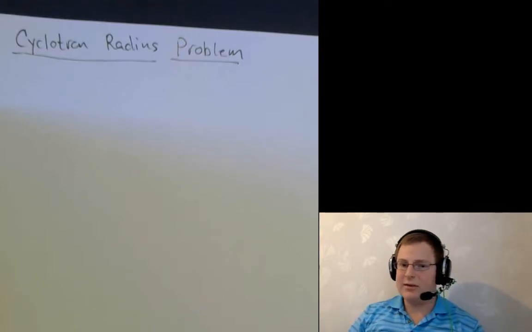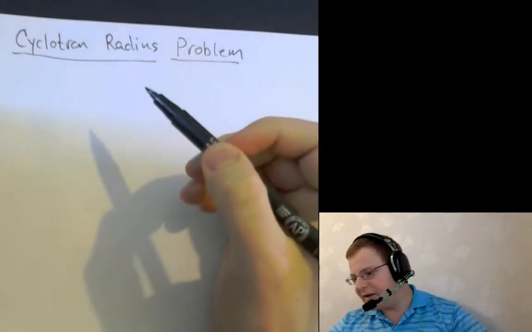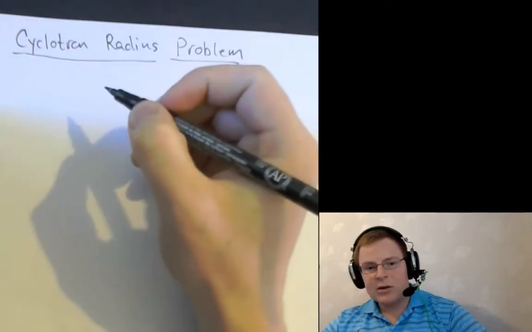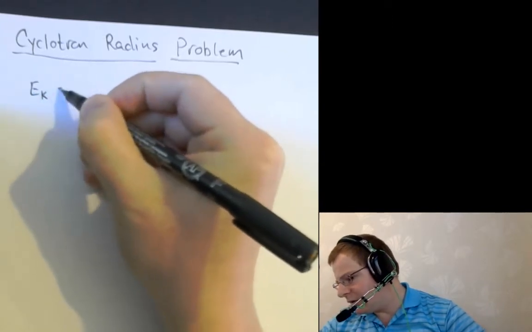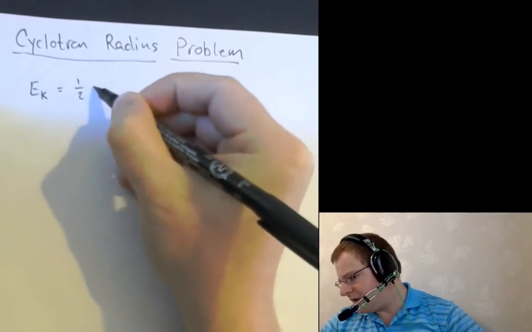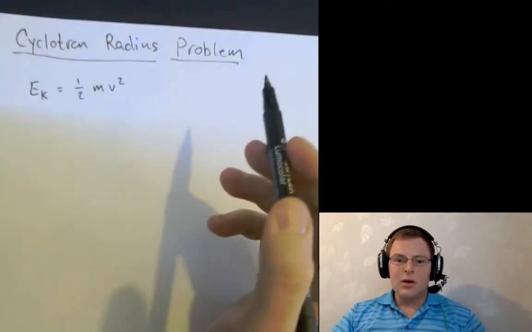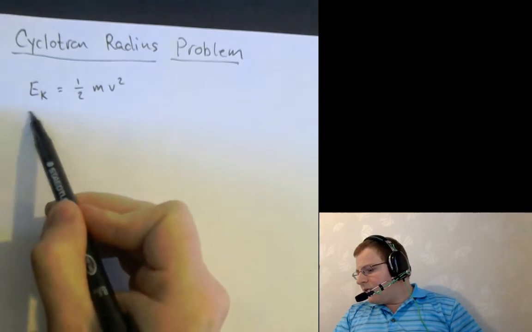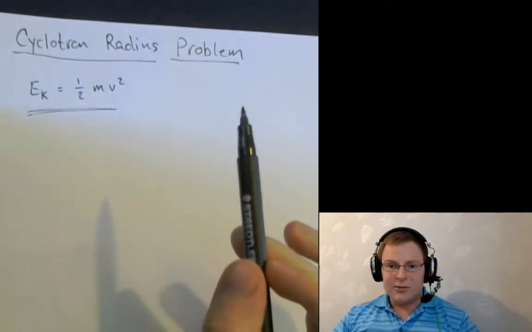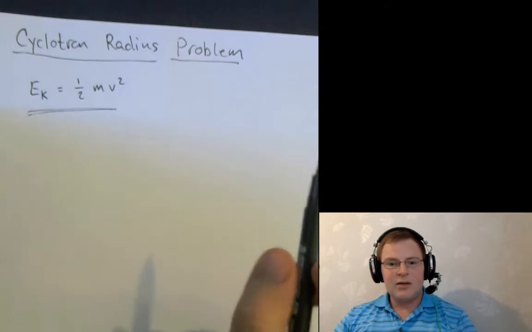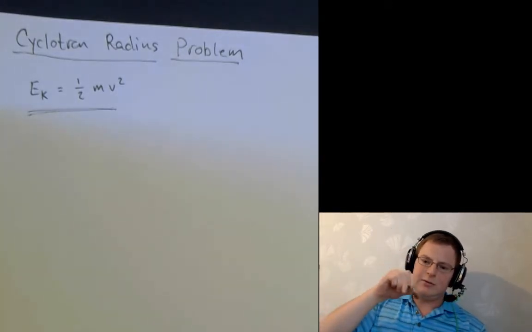what that means. So we'll pop over to here and take a look at our cyclotron radius problem. We'll first start with our definition of kinetic energy, which is 1/2 mv squared. Just keep that in mind throughout, because we will get back to this toward the end. Next we have to think, okay, we're dealing with a particle that's going around in a circle.